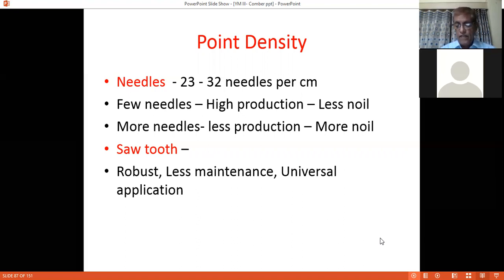And there is one more practice to use universal sawtooth clothing. Means once we are fitting the clothing on the cylinder comb, it can be used for different varieties of the cotton. For every variety of cotton, we need not change the clothing, and universal application is there. So we can process a large variety of cotton on the same clothing. So these days, sawtooth clothing is used.